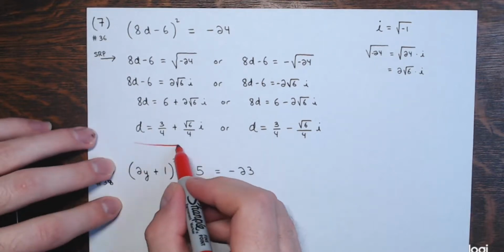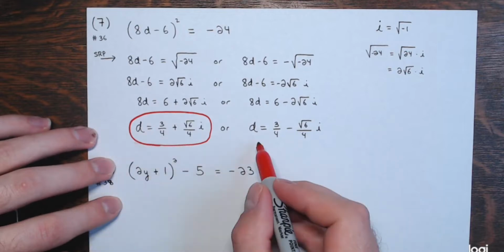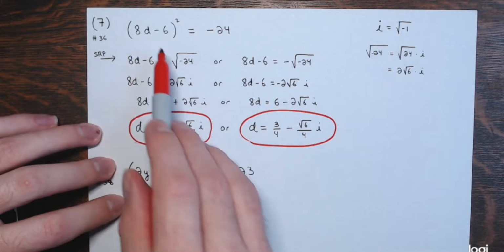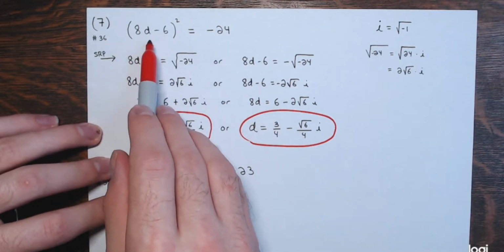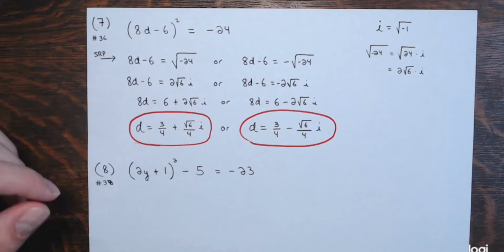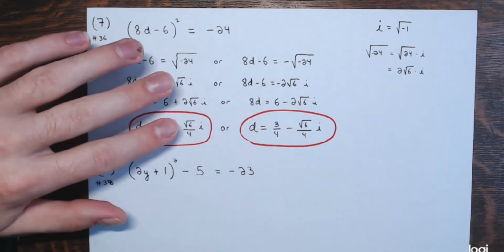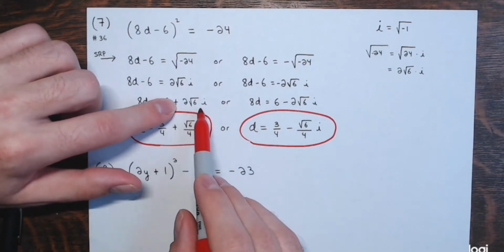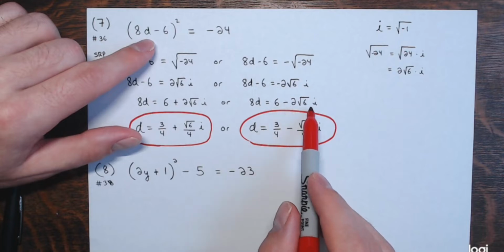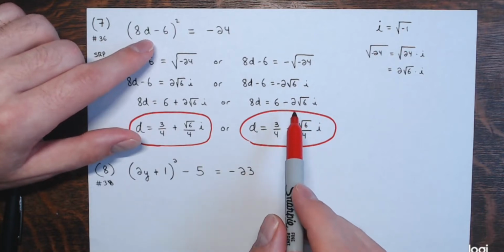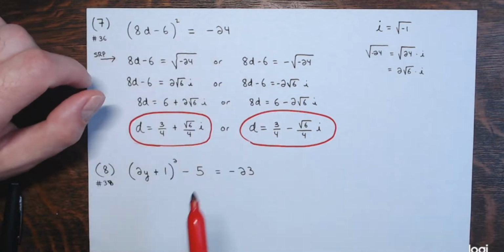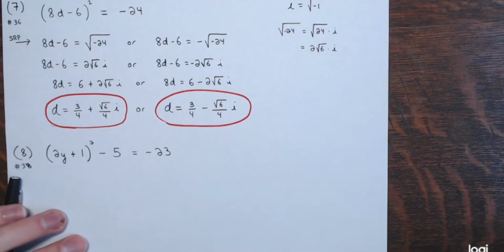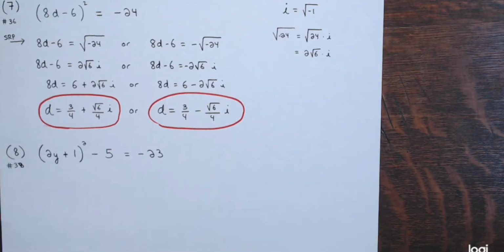Here are the solutions. Now this one I'll actually check with the calculator. I mean, you could check by hand too. Plug these in for d, and you'd have to distribute the 8 and then subtract 6, and you'd be left with basically the square root of 24 times i each time, or negative square root of 24 times i, and then squaring those would give me negative 24. Alright, so you'd end up with negative 24 equals negative 24. Both of these work. But one more time, I just want to show you how to do this on a TI-84 calculator. 83, 84 are very similar.